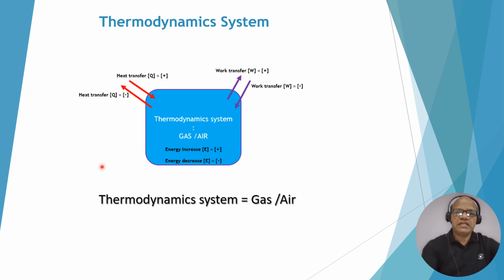When the energy level increases, like when the compressor does work on the gas, the energy level increases and it is considered positive. When the gas does work through the turbine, then the energy level decreases and it is considered negative.